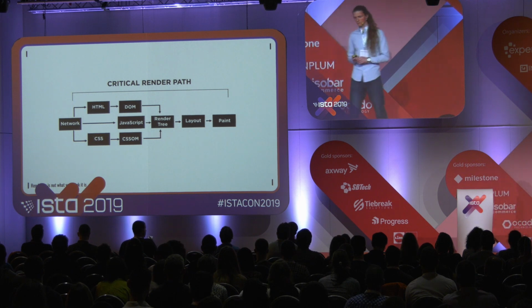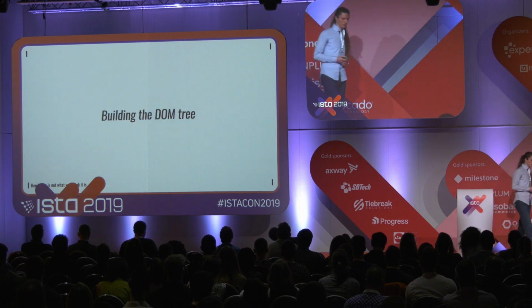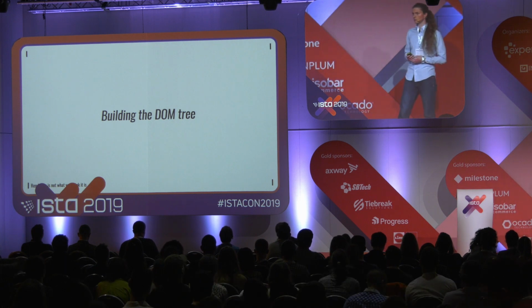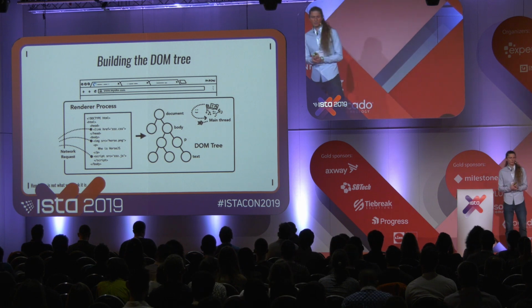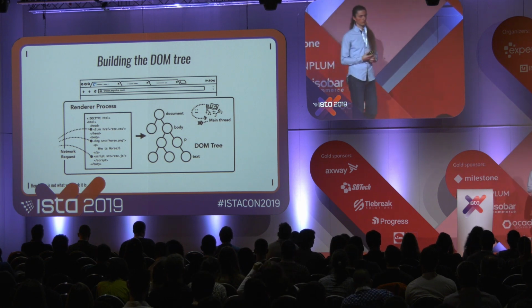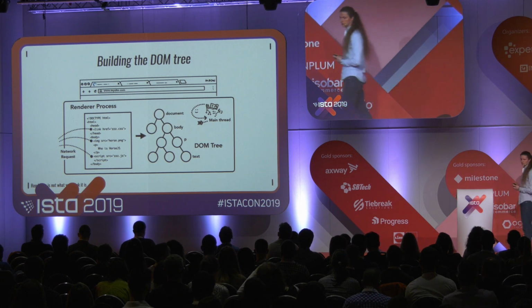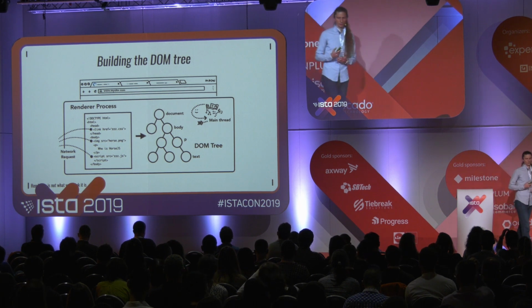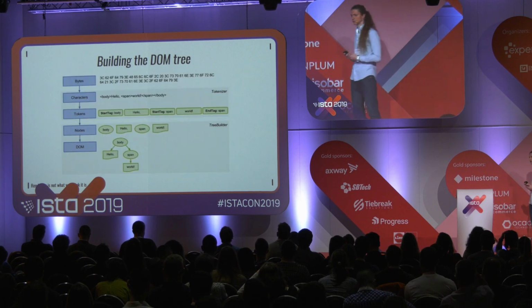And now we'll dig a bit even deeper into this. First, we'll see how the DOM tree is actually built. So the first thing that happens when the parser starts looking into the HTML page is basically just looking at the different HTML tags and trying to build the DOM hierarchy of the elements. This happens in several stages.